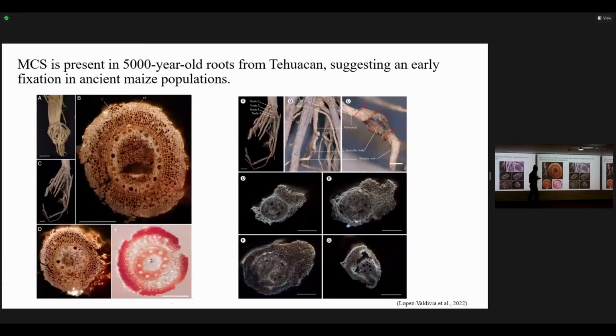But last year, well, this is a work that we did also in Penn State. We have these roots from 5,000 years ago. These roots were found in the Tehuacan Valley in Puebla. And so we analyzed the root architecture and the root anatomy of these ancient roots, and we observed that MCS was present there. So it's quite interesting because it's telling us that 5,000 years ago, this root was fixed for some reason, but we don't understand exactly how.